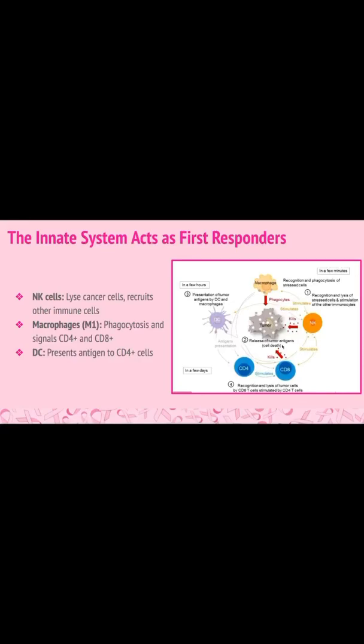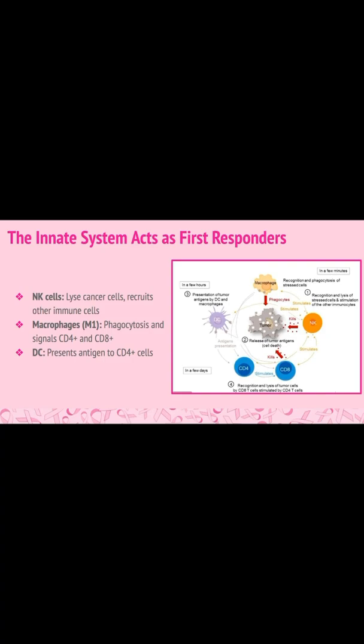The innate system acts as first responders, which consist of NK cells, macrophages, and DC. The loss of MHC1 expression in cancer cells, the upregulation of cancer ligands and antigens, and tissue damage signals secreted by neighboring cells all initiate the innate immune response. Typically, the first immune cell responders are natural killers and macrophages 1.